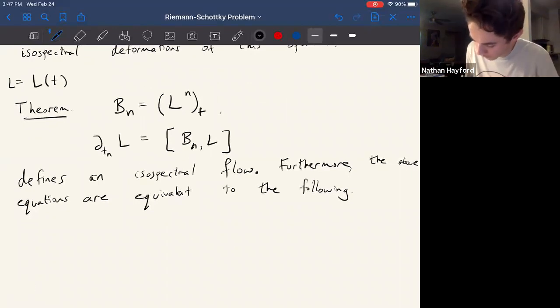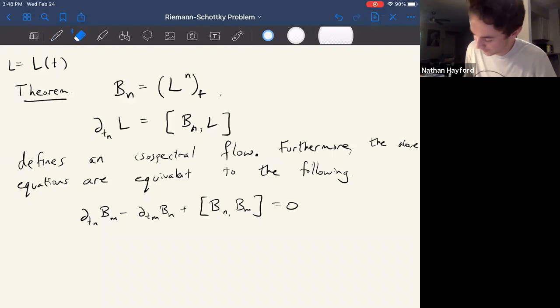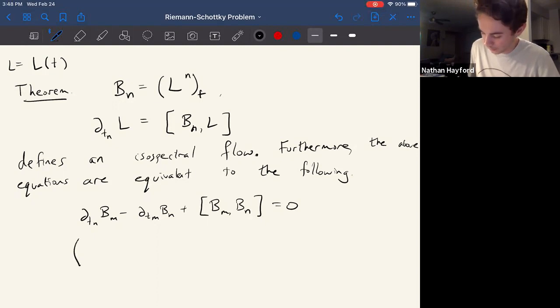And it's equivalent to the following system of equations: dtn bm minus dtm bn, and it's either plus or minus. If wrong, someone will correct me. I think it should be the commutator of bn and bm, if I did things correctly, is equal to 0. Let me see. Yes. Okay, you're right. Curvature equation, right? Yeah. Which is the same as writing this pair of zero curvature conditions. So it's an infinite set of commuting vector fields. It defines an infinite set of commuting vector fields.